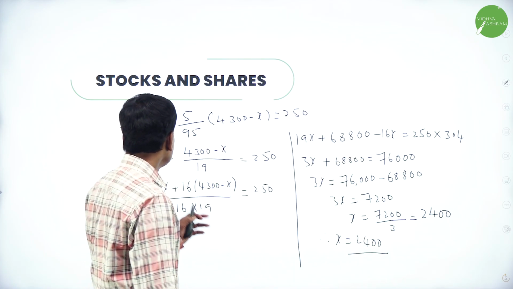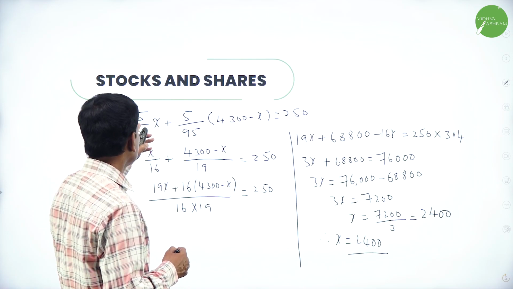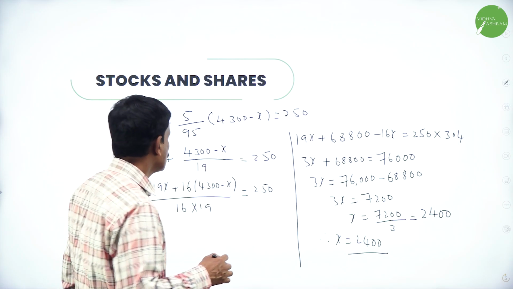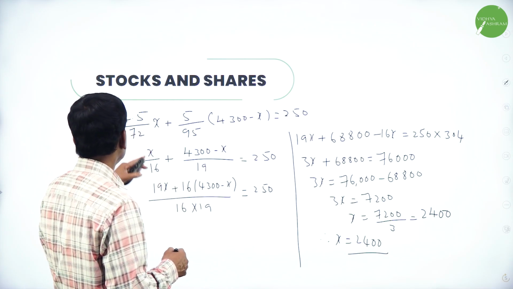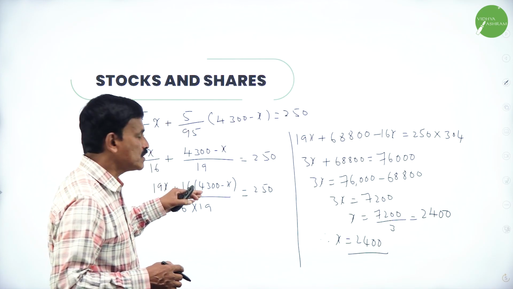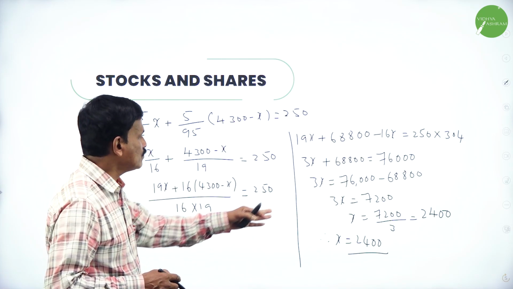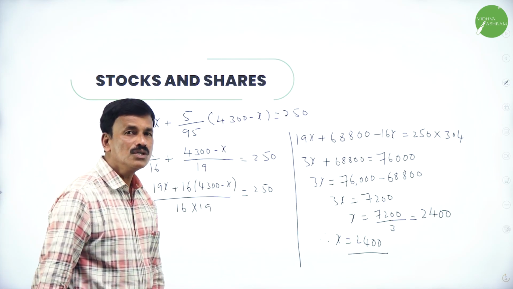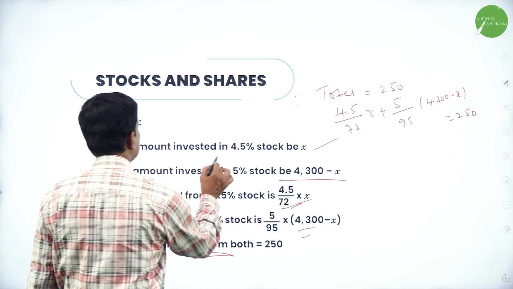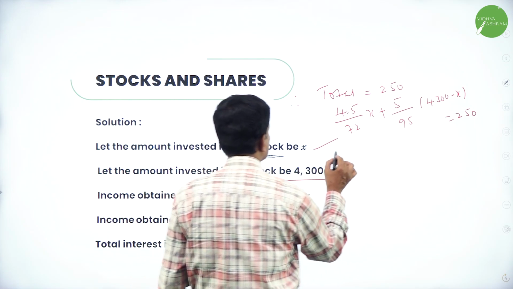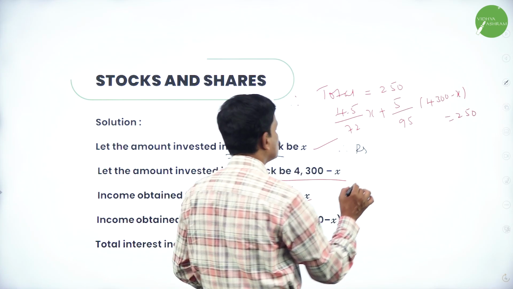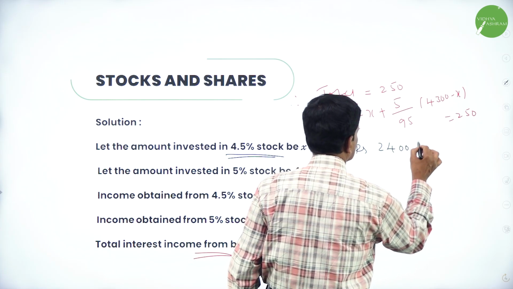Okay, listen to me. What is given: 4.5 by 72 x plus 5 by 95 times 4300 minus x is equal to 250. Just divide it. 4.5 divided by 72 means 16 times, it will cancel, and 95 divided by 5 means 19 times, it will get cancelled. 250, take LCM, cross multiply, you will get the value of x is equal to 2,400. So what is the amount invested? The amount invested in 4.5% stock is rupees 2,400.